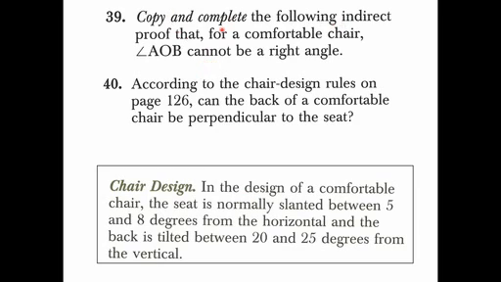Copy and complete the following indirect proof for a comfortable chair. AOB cannot be a right angle. I think we just did that. Now, according to the chair design rules on page 126, I moved them here, can the back of a comfortable chair be perpendicular to the seat? Look back at what you just did.